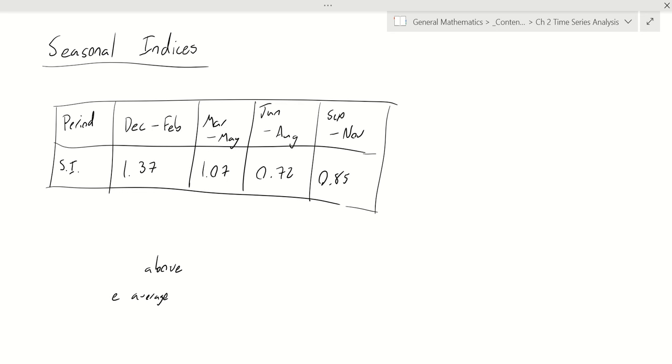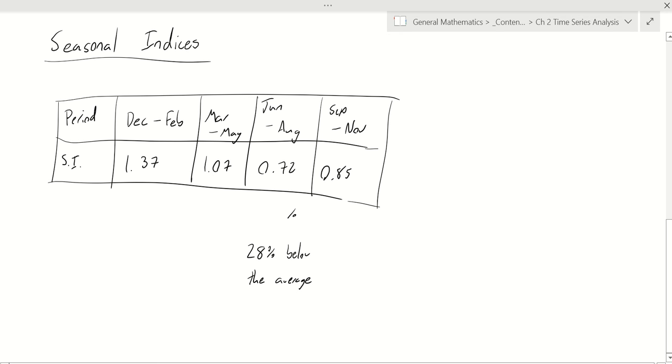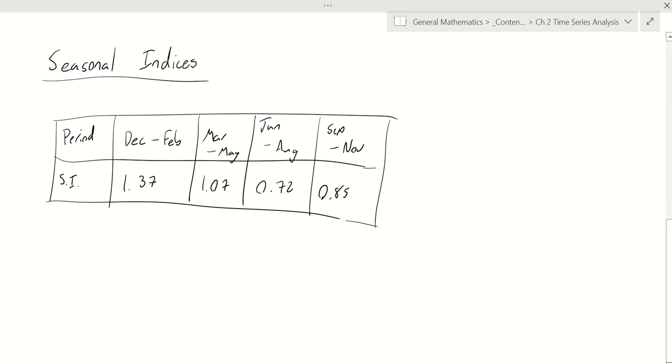How do we read the ones that are below the average? We can see that both of these are below. So if this is 72%, how far away is it from 100%? Well, it's 28% below the average. Similarly, this one will be 15% below the average, because it takes 15% to get from 85% to 100%. So that's how we actually use these seasonal indices as a comparison tool.